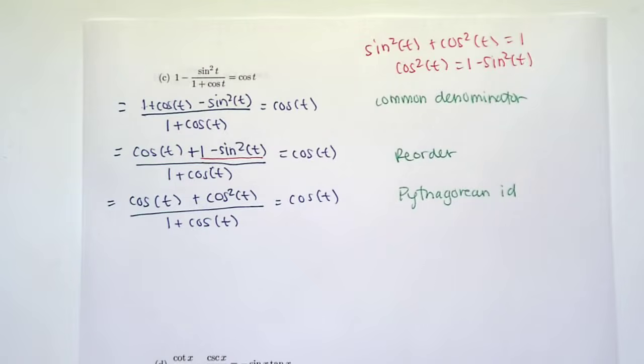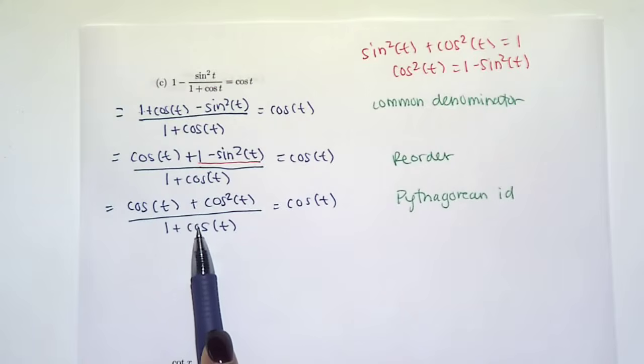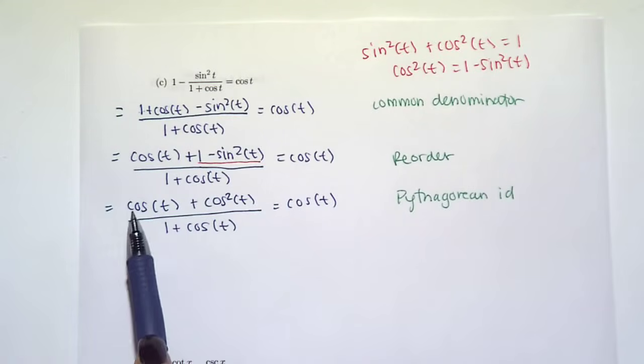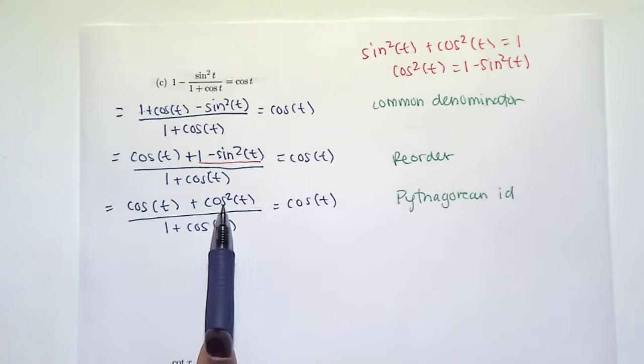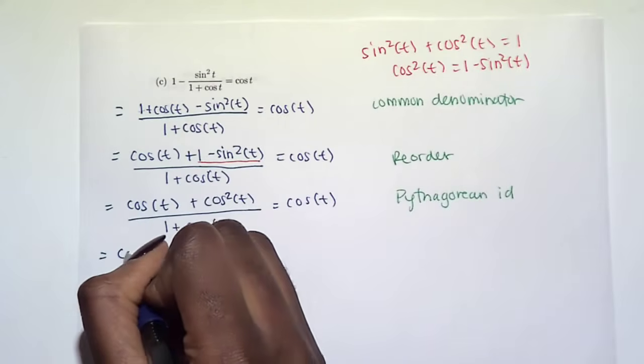All right, so let's not forget to always go back and look. What are we trying to get to? We're trying to get to cosine by itself. That means I need to be getting rid of this fraction. So how could I do that? How could I get rid of this 1 plus cosine t? Maybe it could cancel with something. All right, so notice I have a cosine t at the top and also a cosine squared t. So I'm going to factor out one of those. I'm going to factor out a cosine t.